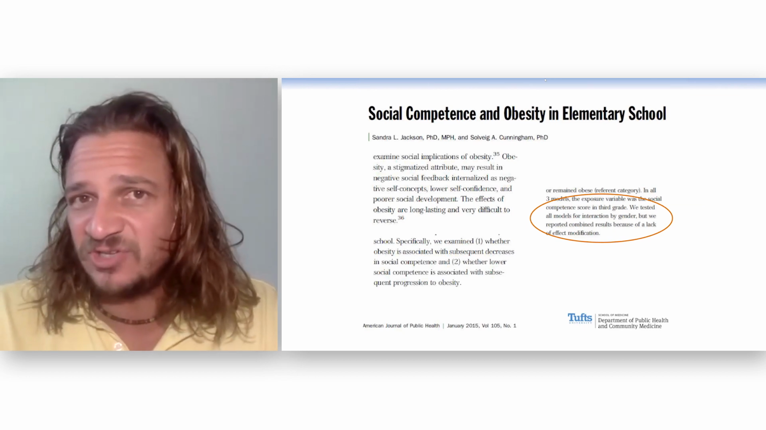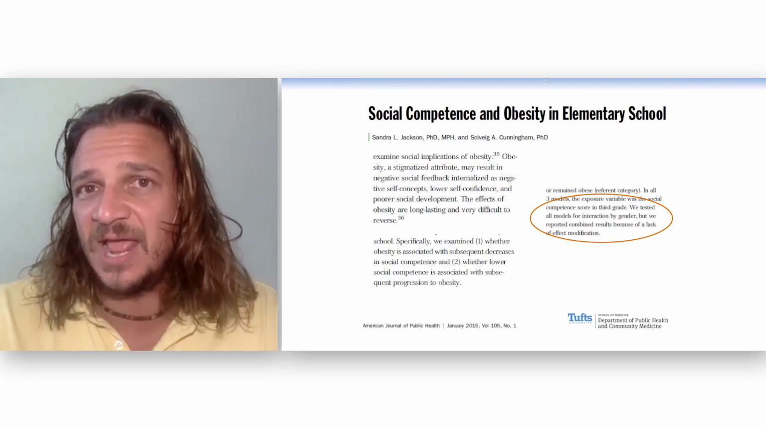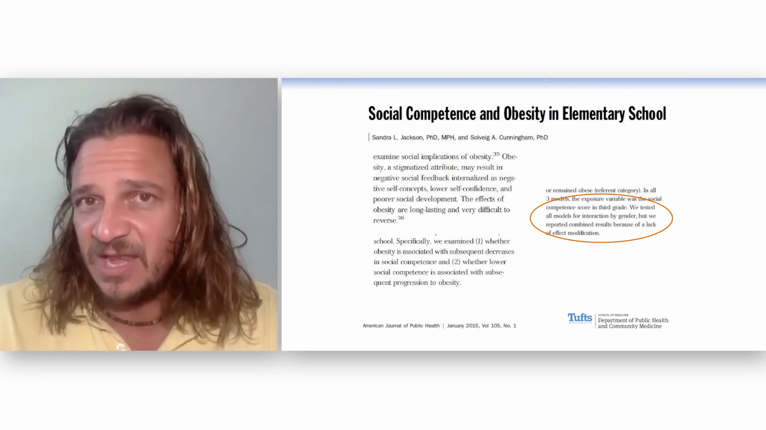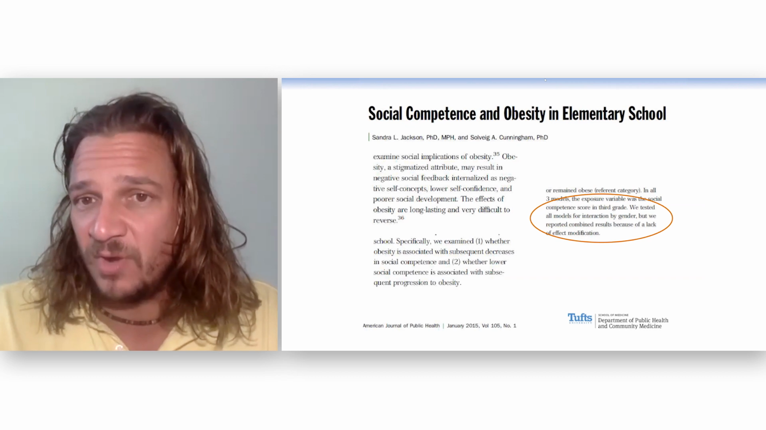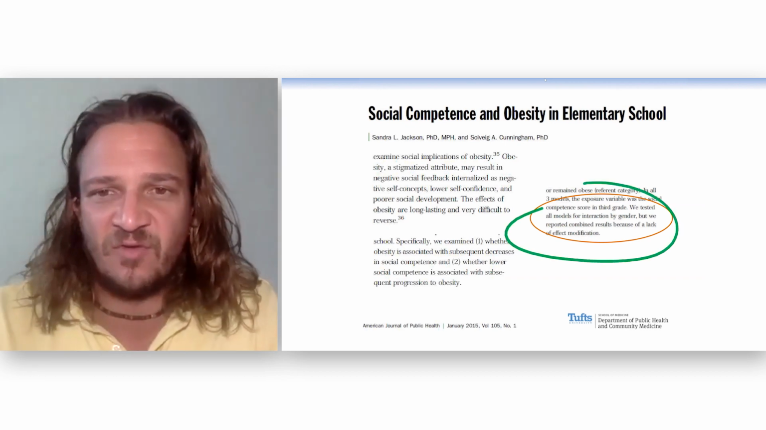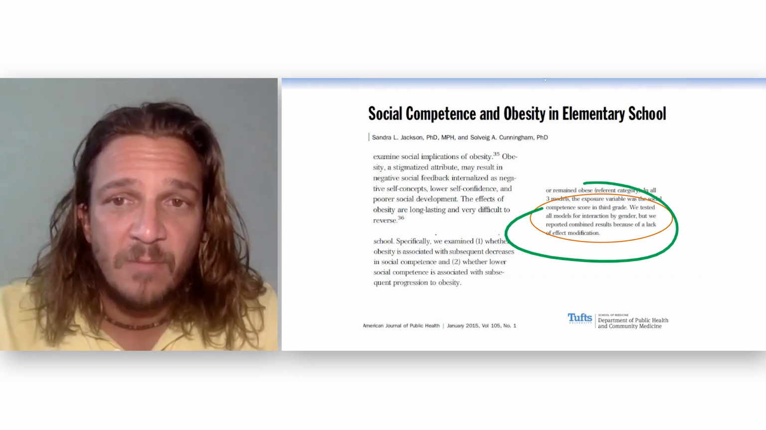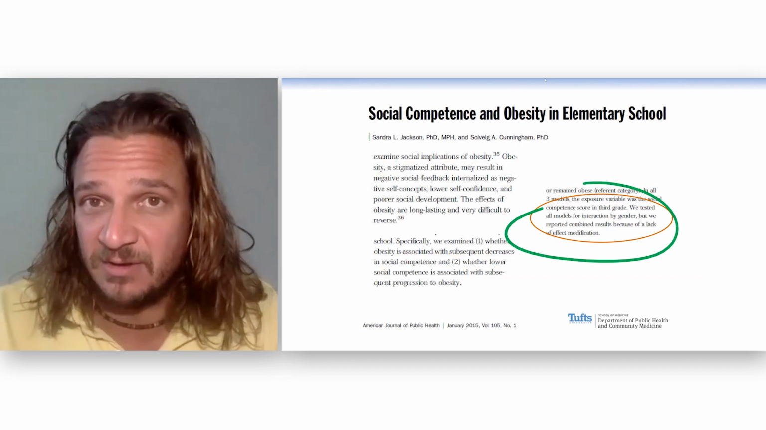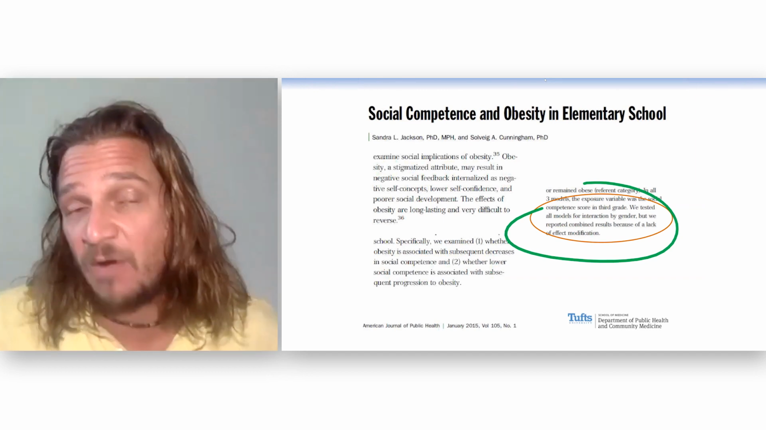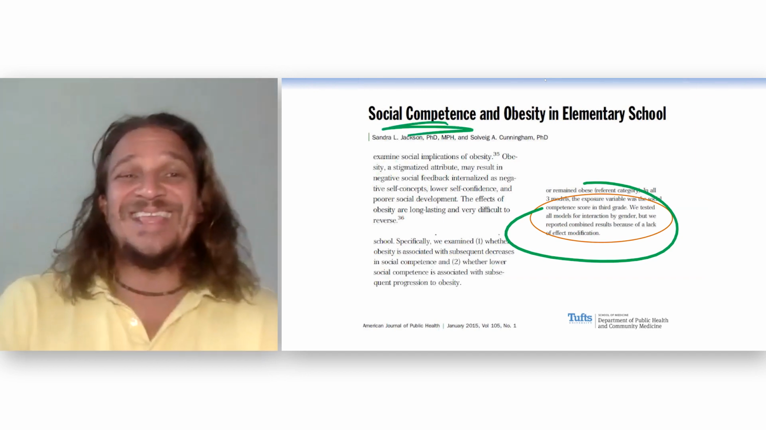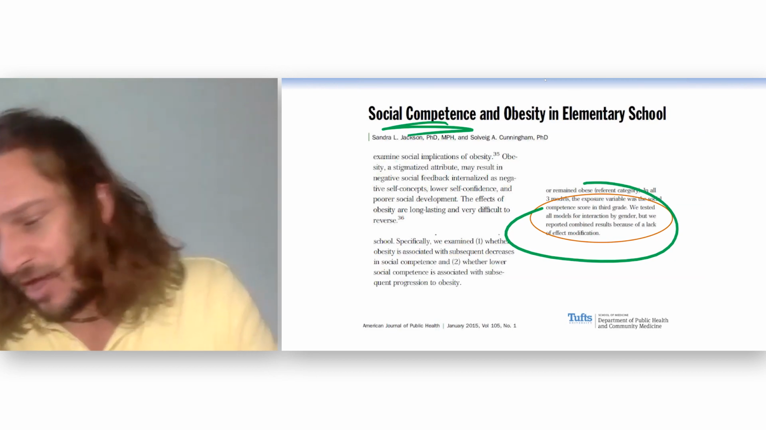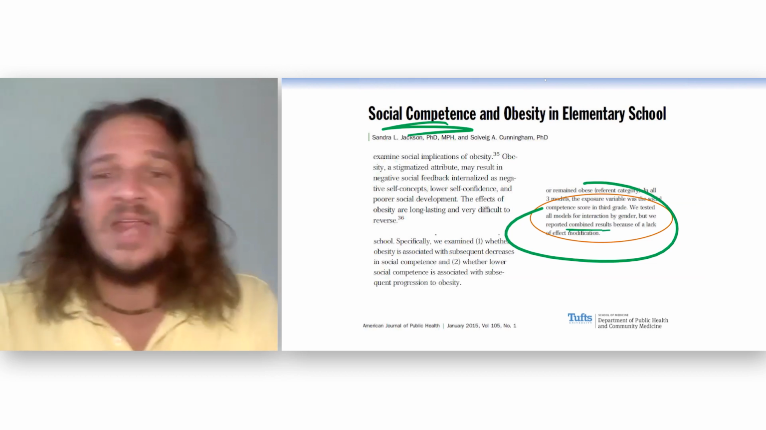So these researchers have a data set and they're looking at how obesity is related to social competence, and whether that is differential between boys and girls. And they say here, we tested all the models for an interaction by gender, but it was not significant. The effect of obesity on social competence is the same for boys and girls. So what they did is they combined the two data sets.